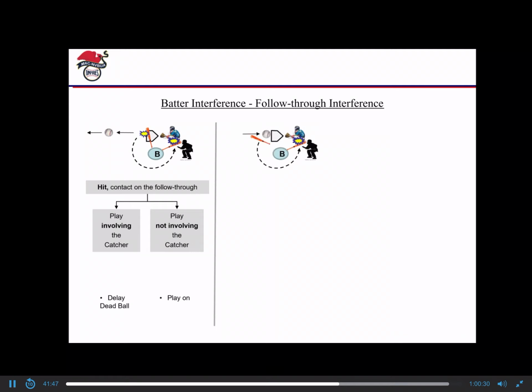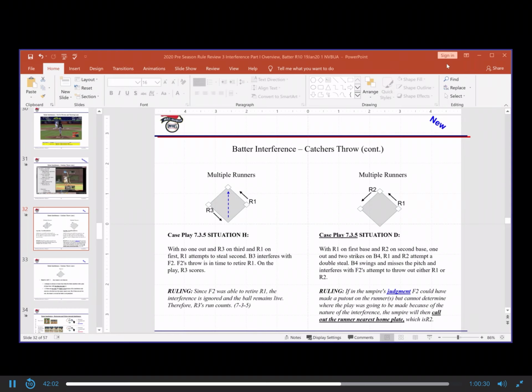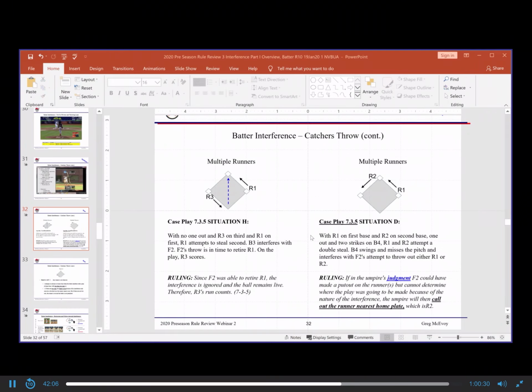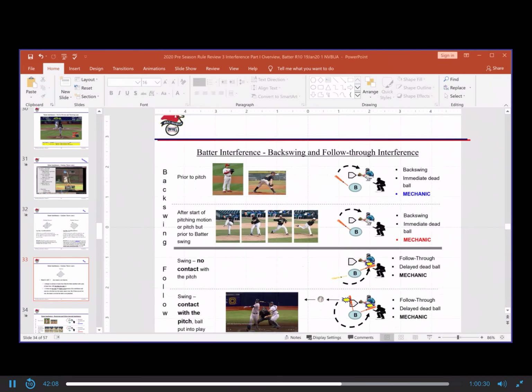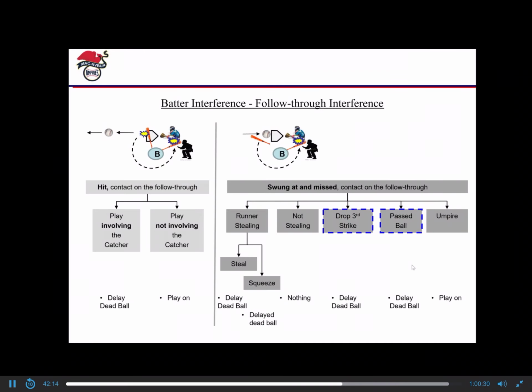So now we have follow-through interference where the pitch is missed, and the bat comes around and hits the catcher. There are a number of different possibilities here. He swung at the pitch and he missed, making contact with the catcher.